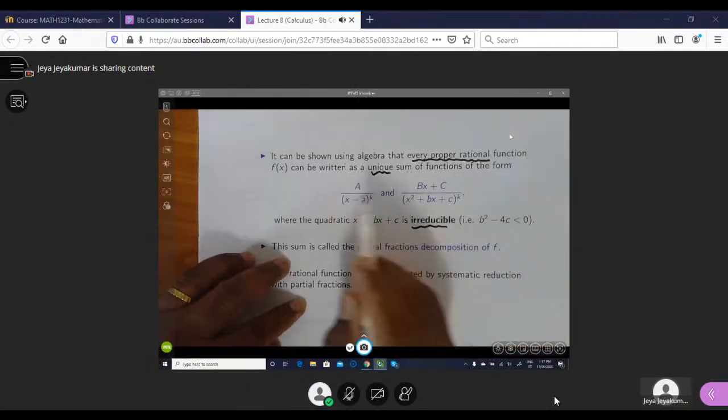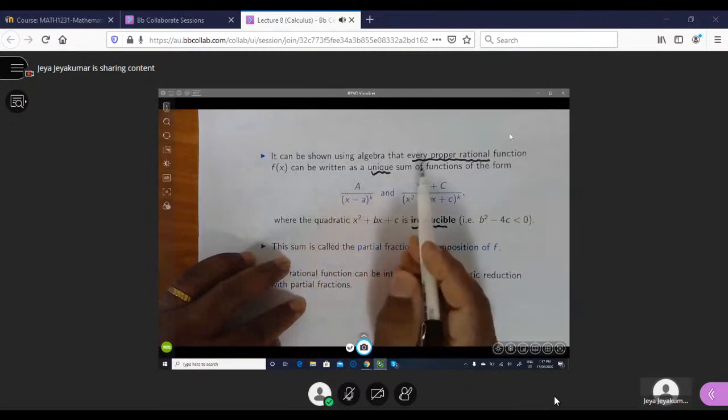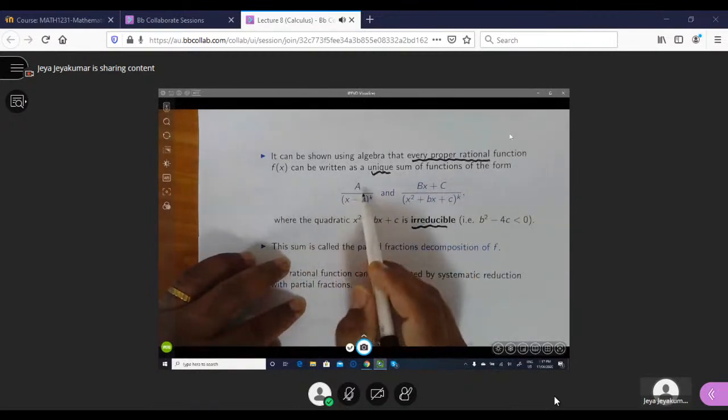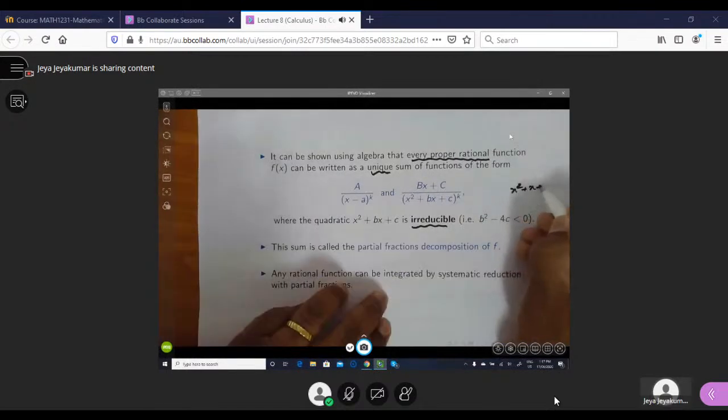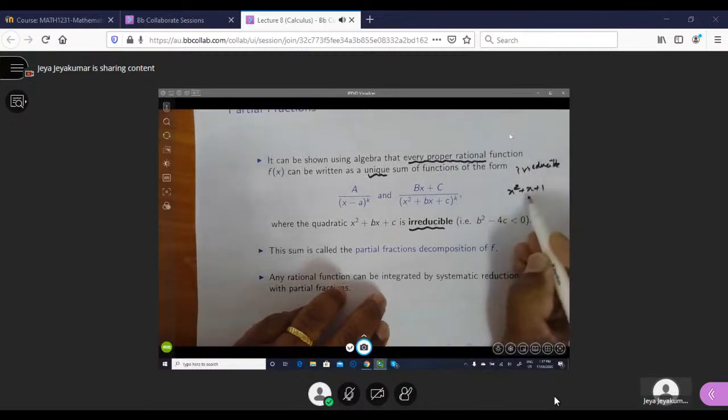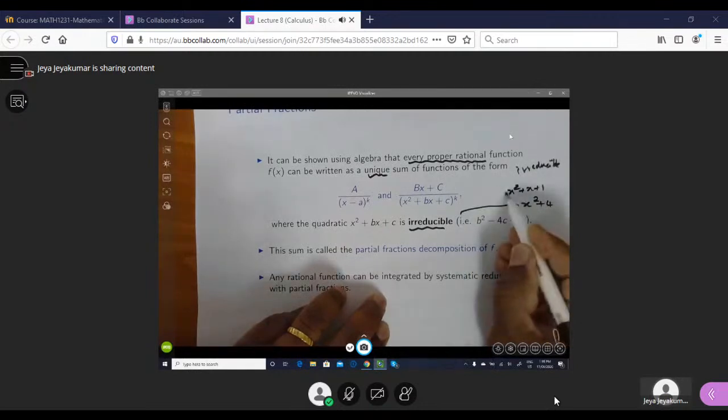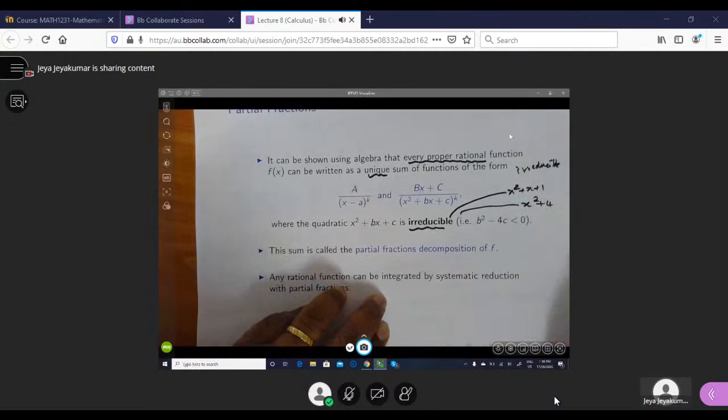So you can write a proper rational function in terms of fractions like this or fractions like this. Now, for example, x squared plus x plus 1 is an irreducible quadratic function because you cannot factorize it into linear factors. So b squared minus 4ac here, 1 squared minus 4 is less than 0. There's no real root for x squared plus x plus 1 equal to 0. Another example is x squared plus 4. That is also an irreducible polynomial. These are examples of irreducible quadratic terms.